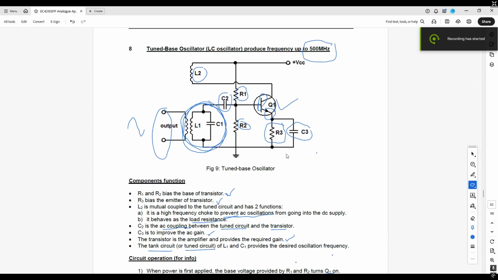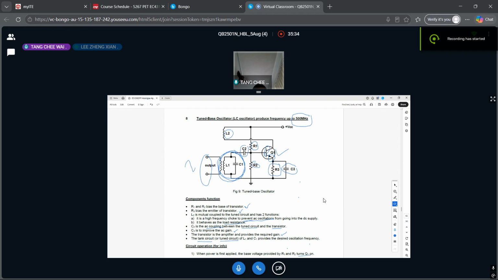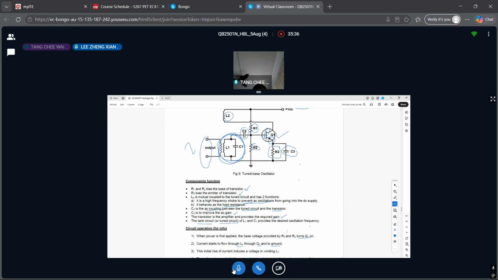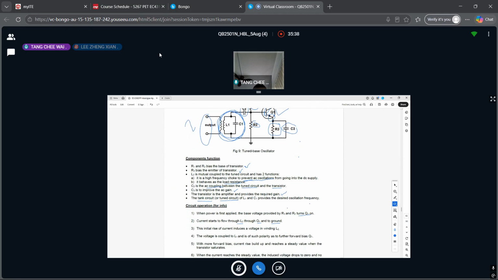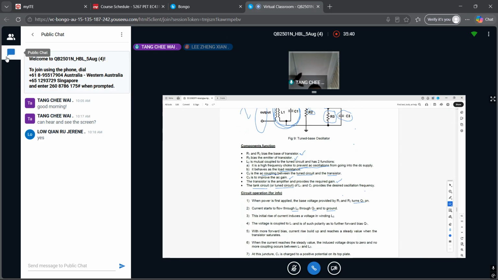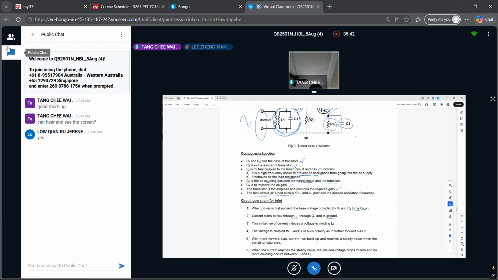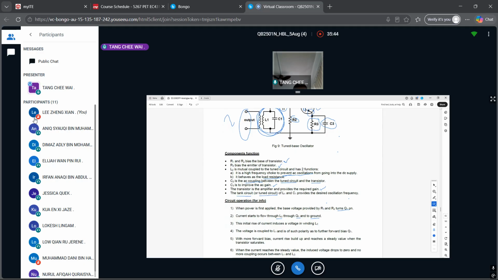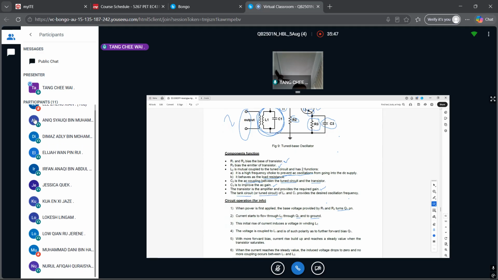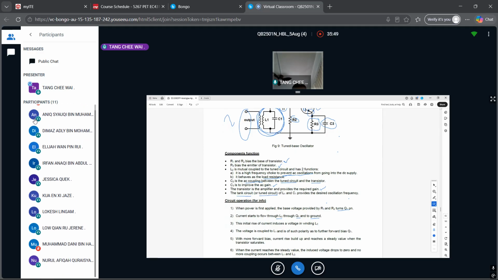Over here, right at the top. Okay, we will induce a voltage over there. All right. You are now muted. Okay, the next thing is the voltage is coupled to L1. L1 is the tank circuit here. All right, the tune circuit, the L1.